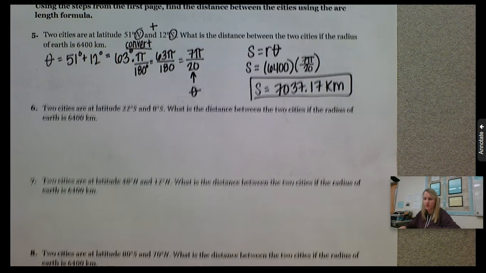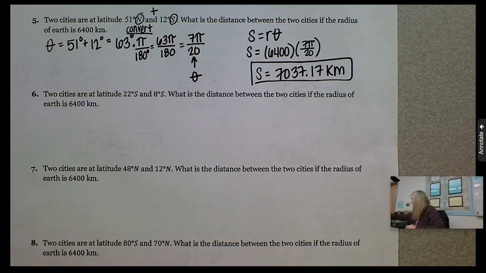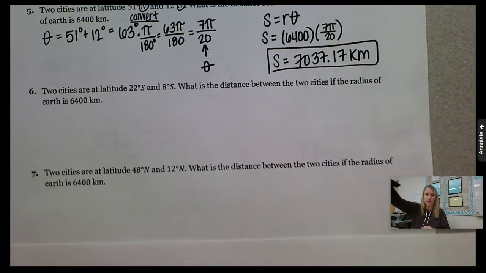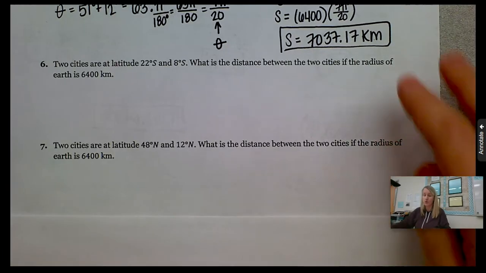So you don't need to do 8, so that's why I just don't. Let me cover 8 here. All right, so we got 6 and 7. So you guys are trying these ones.